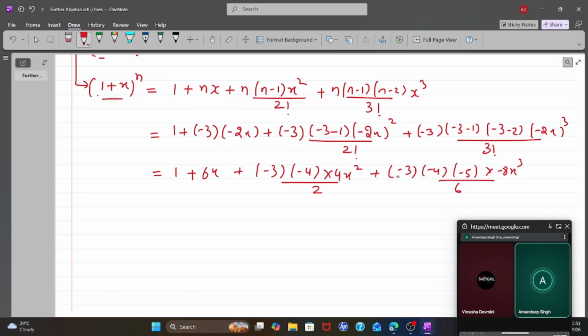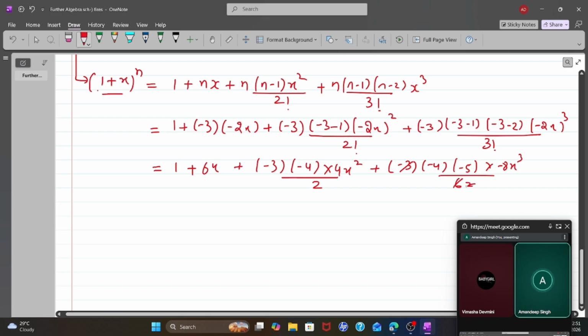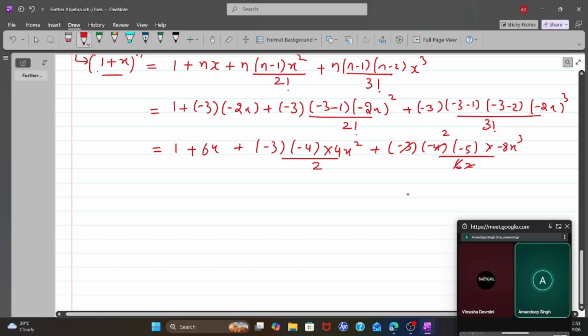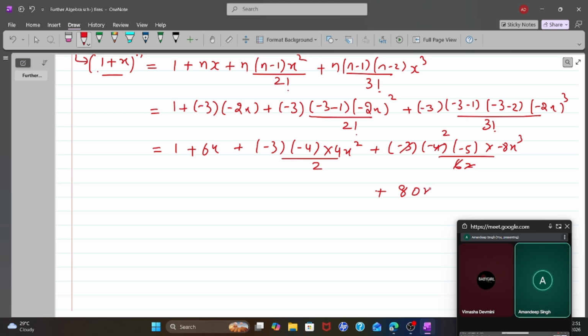Definitely you can use the calculator to solve this question. So 2 2's are 4, then 8, 2 8's are 16, 16 5's are 80x cube. And it is equal to 2 2's are 4, 4 2's are 8, 8 3's are 24. So 24x square and 6x plus 1. So this is the expansion of this term.